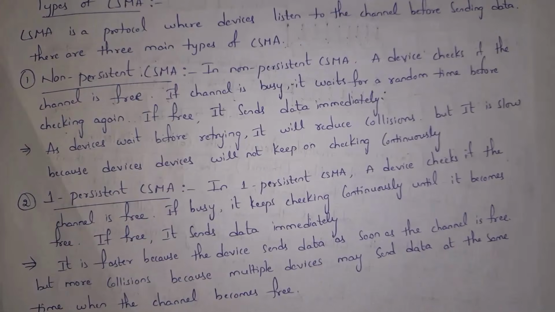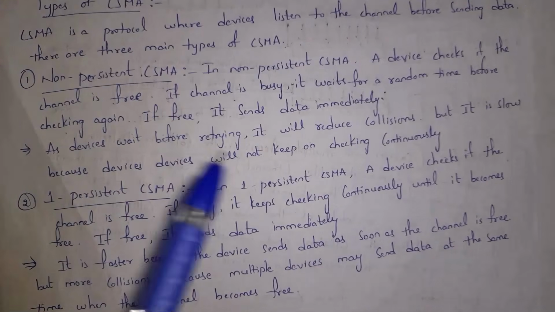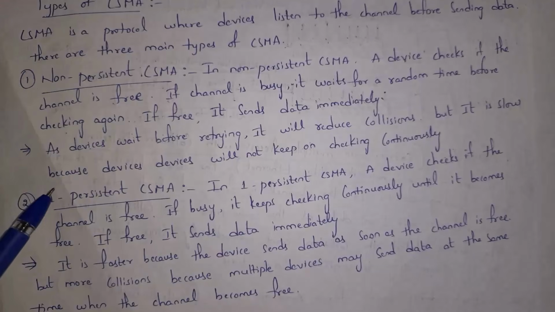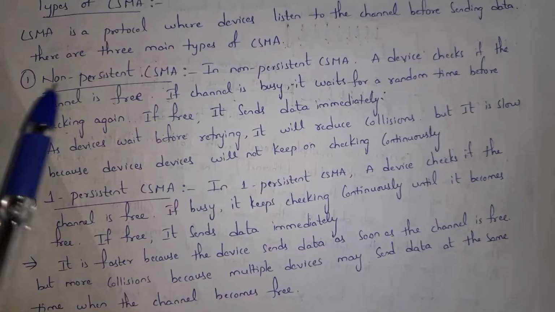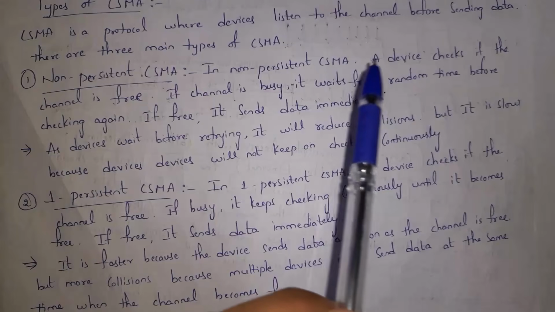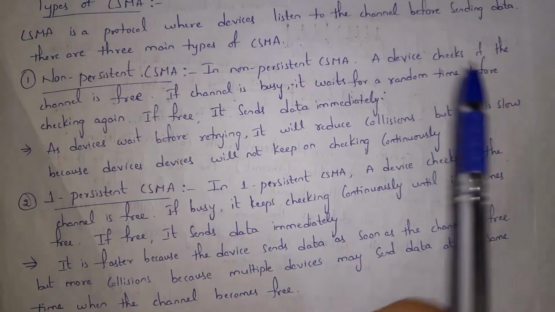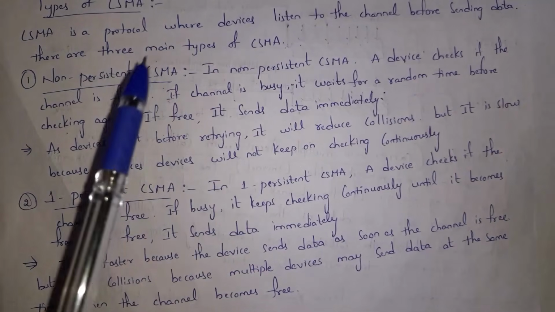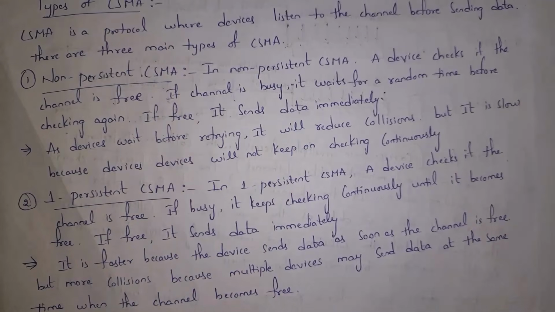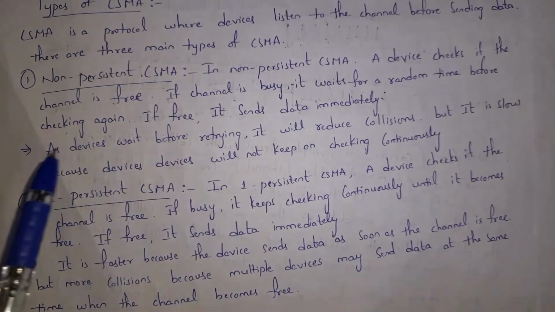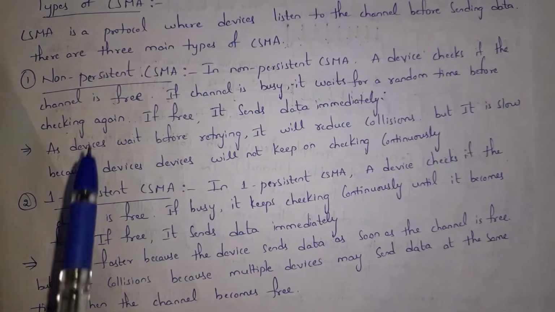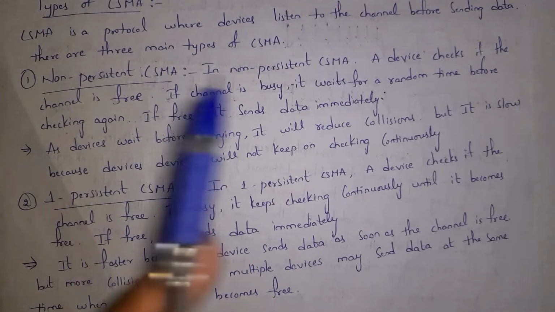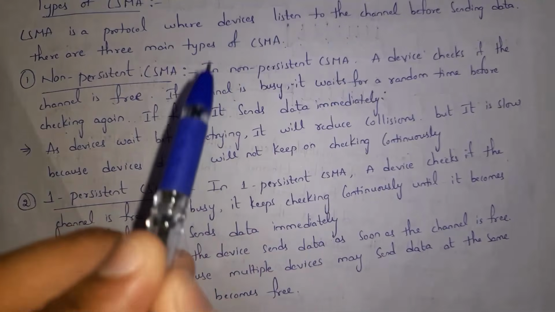So CSMA protocols are classified into three types. They are non-persistent, one-persistent, and p-persistent CSMA. In non-persistent CSMA, the device will check whether the channel is free or not. If the channel is busy, the device waits for a random time before checking again. If the channel is free, the device will send data immediately. As the device is waiting some time before trying again, it will reduce collisions. The device will not keep on checking continuously whether the channel is free or not. So non-persistent CSMA is slow.